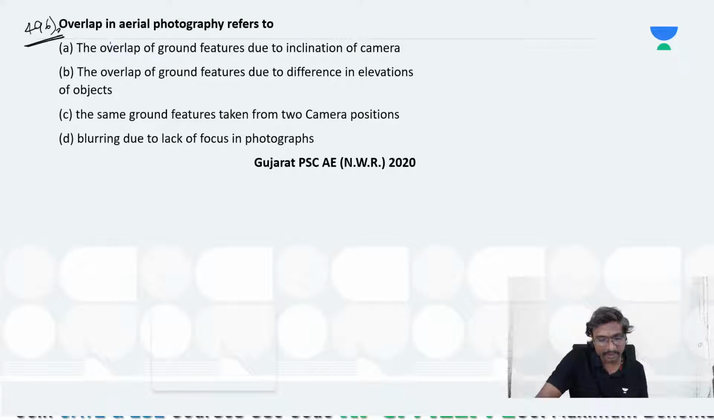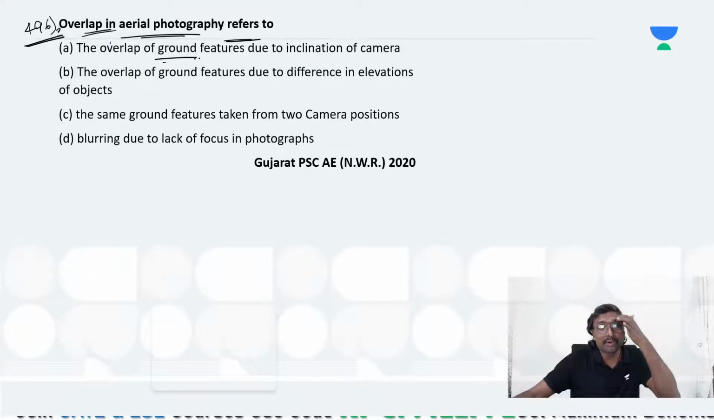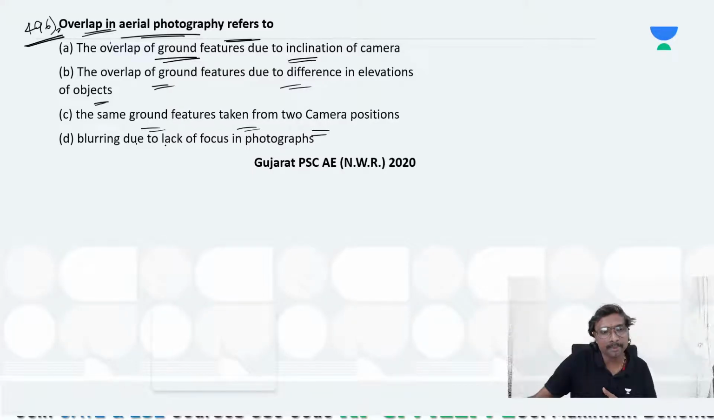Now 496 question, select the answer. Overlap in aerial photography refers to what? The overlap of ground features due to the inclination of the camera. Overlap of ground features to differentiate the elevations of the object. The same ground features taken from two camera positions. Blurring due to the lack of focus in the photograph. What can you say?